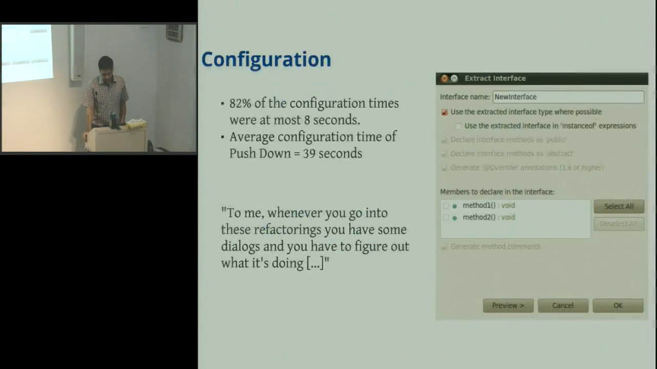Another barrier to using refactoring tools is the configuration overhead. Here is the configuration dialog of the extract interface wizard. We measured the time that people spent on the refactoring wizard as a proxy for the configuration overhead. 82% of the configuration times of performed refactorings were at most 8 seconds. So this is a pretty short period. It shows you the amount of time that people tolerate on a wizard. And if you look at less frequently used refactorings, like pushdown, they have a pretty high configuration time. For pushdown, it's about 39 seconds.